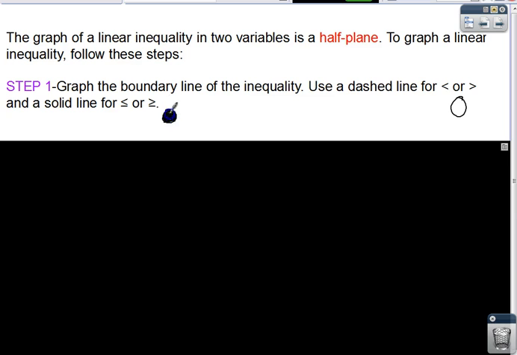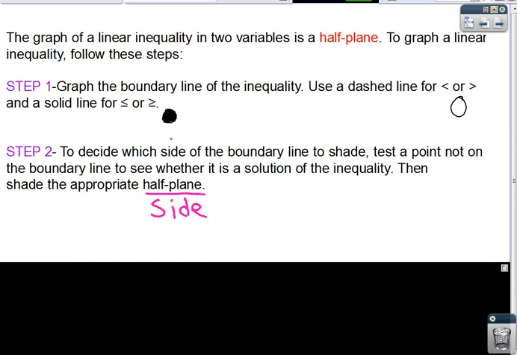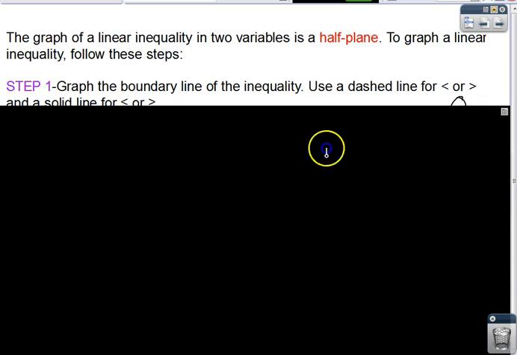Alright, so once I get done graphing it, here comes the new part. To decide which side of the boundary line to shade, test a point not on the boundary line to see whether it is a solution of the inequality. Then shade the appropriate half plane or side of the graph. So you're going to graph a line, and obviously your line is going to take your graph paper or whatever you have and cut it into two pieces. You then test a point not on the line to see if that solution works. So let's do an example here.